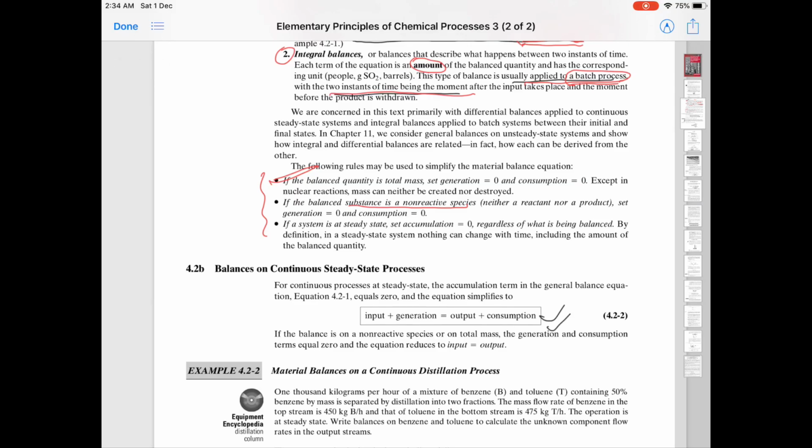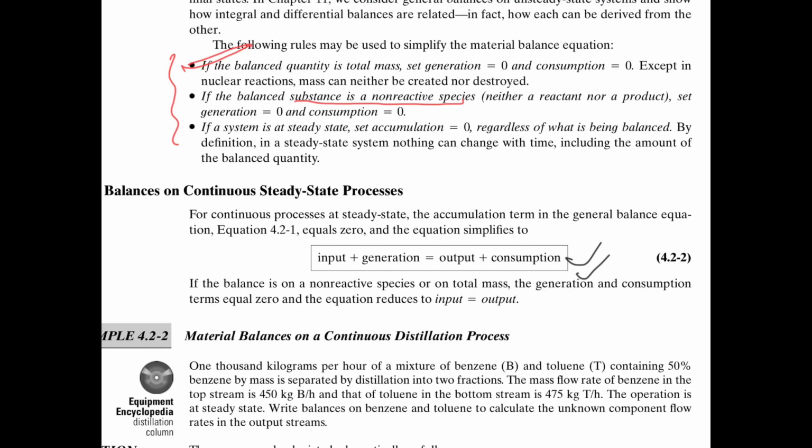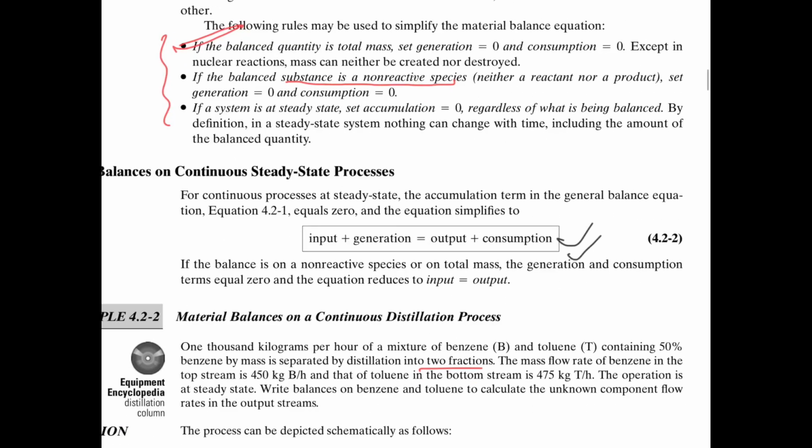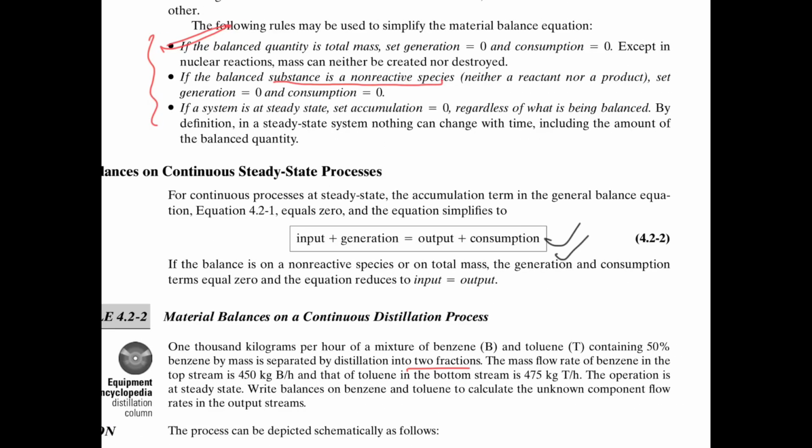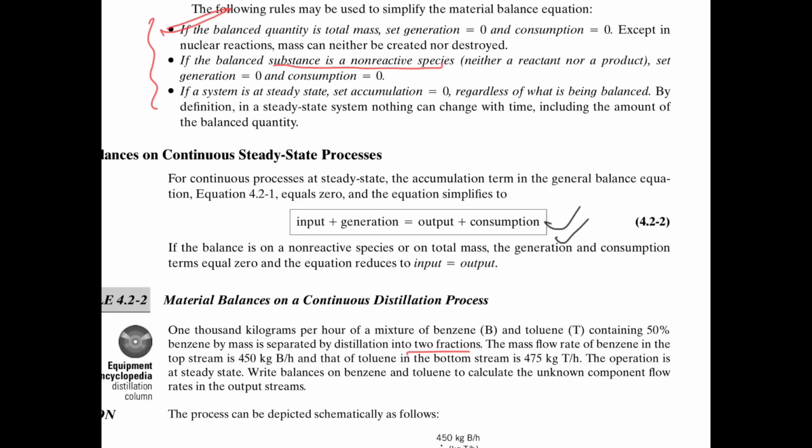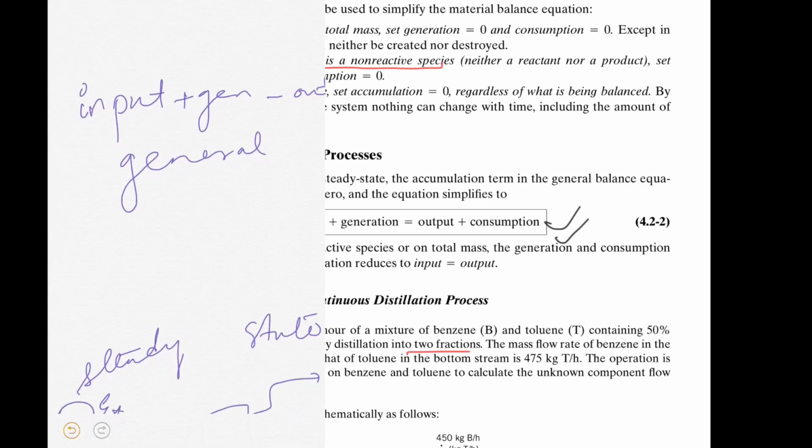Now let's look at the example. 1000 kilograms per hour of a mixture of benzene and toluene containing 50% benzene by mass is to be separated by distillation into two fractions. The mass flow rate is mentioned for the top stream and toluene in the bottom stream. The operation, point to note, is at steady state. This is one of the solved examples in the book. I'd be solving this first question. I would suggest please pause the video and read the question.